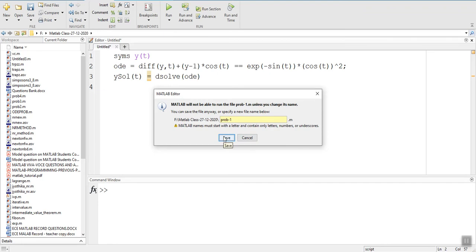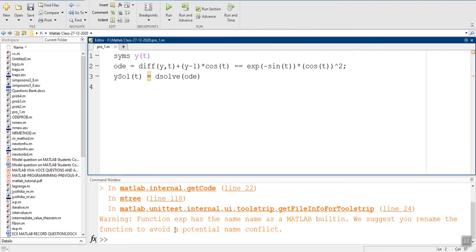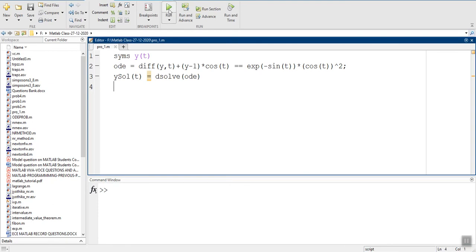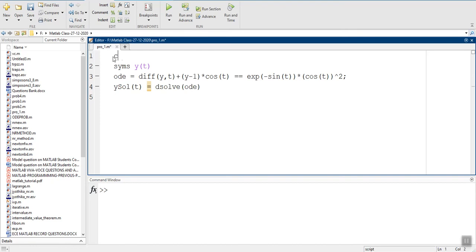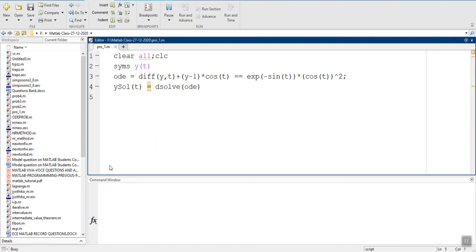No problem, I will take an underscore, otherwise you can't read it: pro underscore 1. Now, clc clears the screen. Before running the program, I think good practice is clear all and clc, to clear the workspace and clear the command window. Just run the program, you will get the solution. Just wait; depending on the computer speed, you will get the solution.